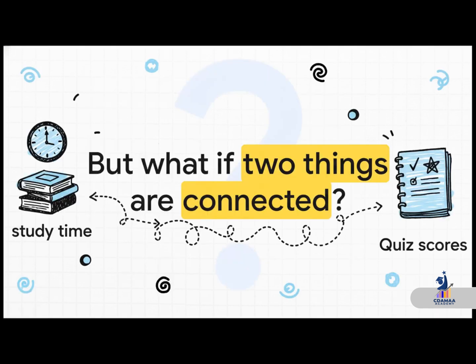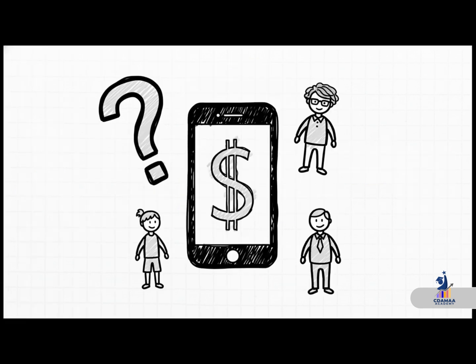Things are connected. We don't just want to know the average time someone studies. We want to know if that's actually connected to how well they do on a quiz. This is where data analysis starts to get really powerful. Let's take a perfect example from right here in Ghana. We all see people using mobile money, Momo, every single day. But is there a pattern to it? As people get older, do they tend to use it more or maybe less? That is a relationship question, and today we're going to learn exactly how to answer it.